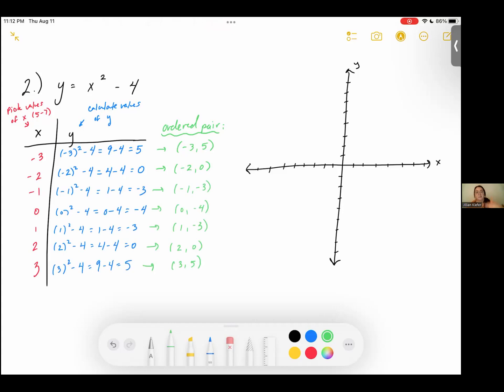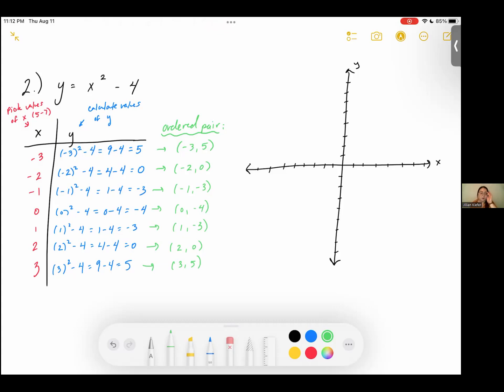So we went ahead, calculated all those values of y, and then identified its corresponding ordered pair. So that is how we build a table of values and then find all of the points that are going to go for our equation here when we graph it. And now we actually want to graph those values of the ordered pairs.